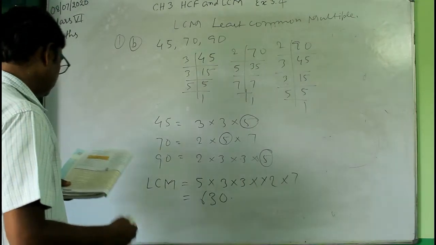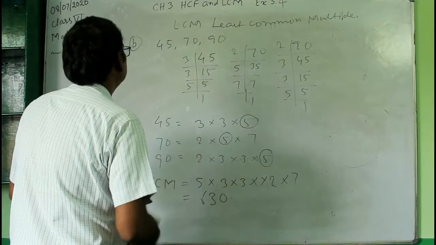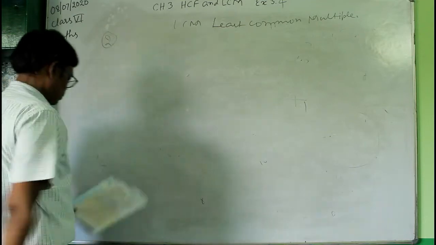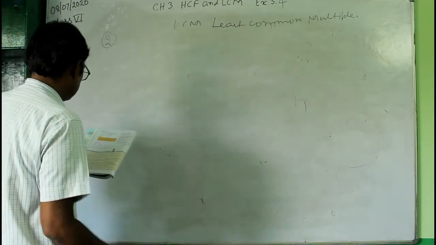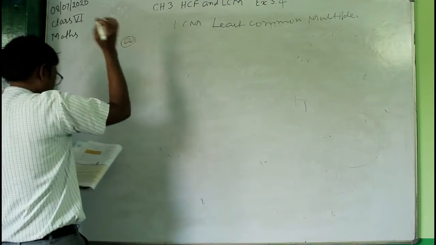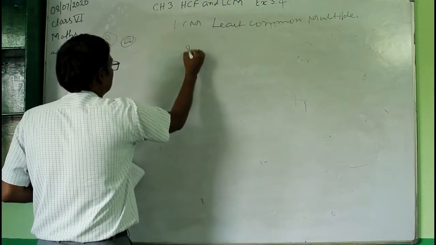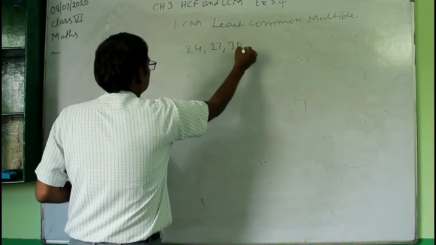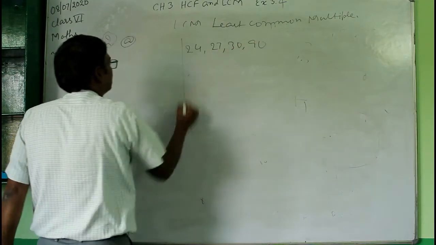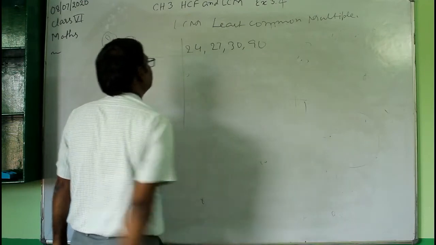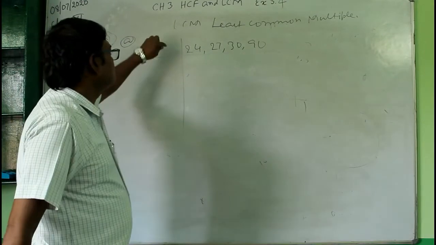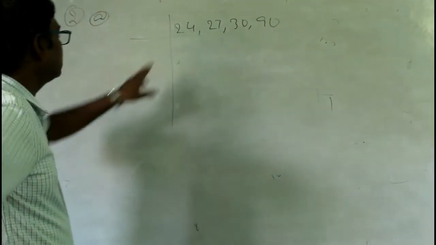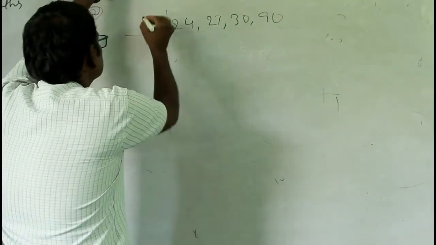Now LCM by the long division method. Question number 2. So here question number 1 I will do. Okay, 24, 27, 30 and 90. Then write like this and then this here. Okay. Now first start by 2, because here the numbers are divisible by 2. Okay, so start with 2.